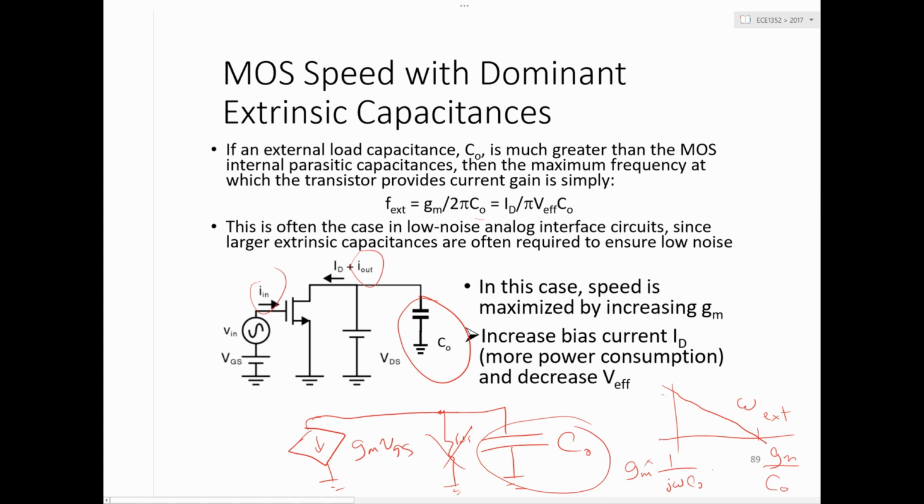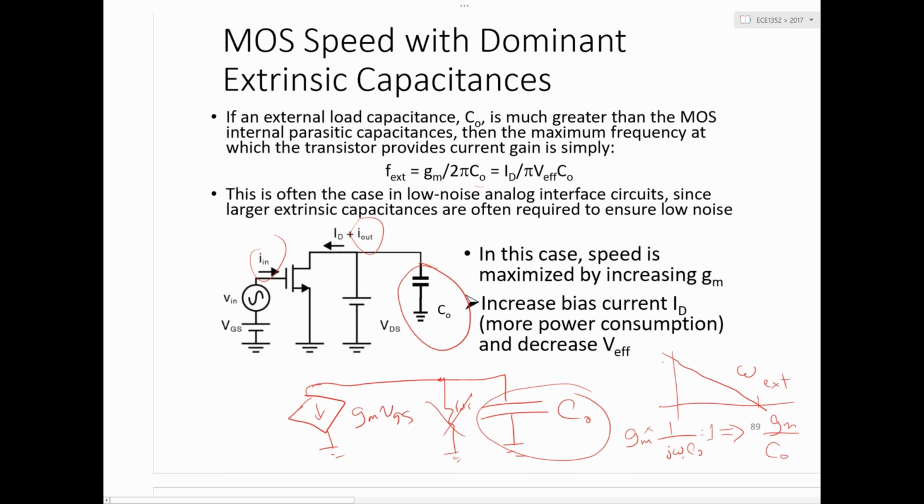So if I equate that with unity, then I just have to flip the thing around and solve for this unity gain frequency here, omega extrinsic, and you see that it's just GM over CO, and then there's just this factor of 2 pi in there to make it F extrinsic. Okay.